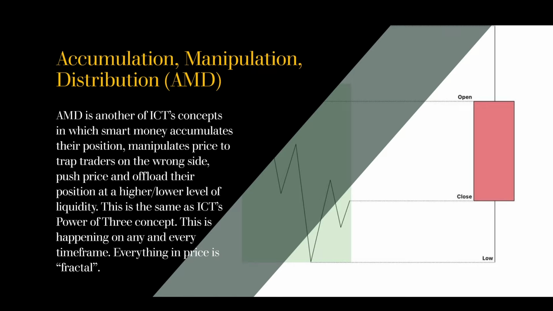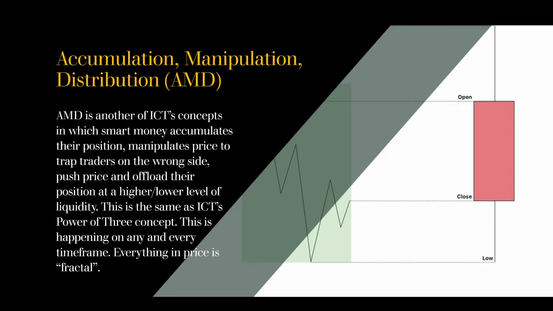Everything in price is fractal. Understanding what fractal means is important, so go ahead and Google that. It basically means what you see on one time frame or one size is the same thing that you would see on a higher or lower time frame. Okay, you see fractals in nature, in the universe. Many things in life are fractal.